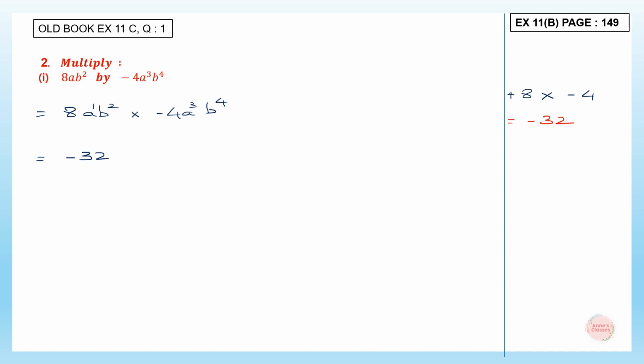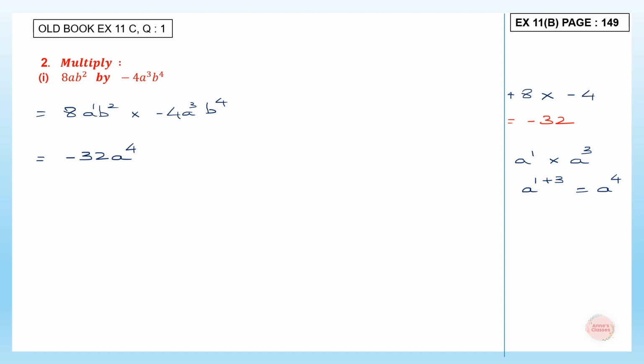Take only the a's. When you have literals with the same base a, then you just have to add the powers. That is a to the power of 1 into a to the power of 3. So for multiplication, you have to add the powers. So that is a to the power of 1 plus 3, which is a to the power of 4. So you multiply it into minus 32. So that becomes a to the power of 4.